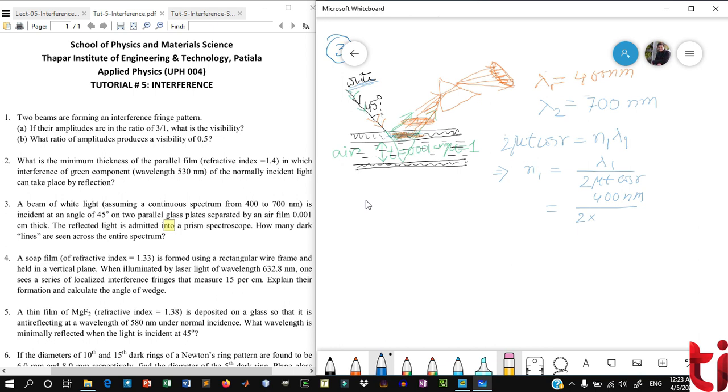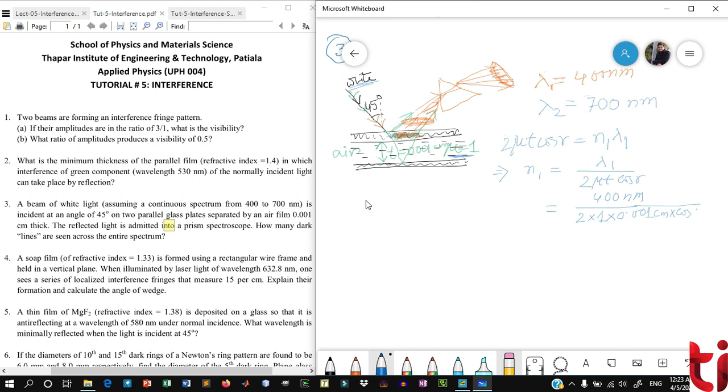Then 2 mu is 1, mu, this is the mu, the refractive index of this film, and t thickness is 0.001 centimeter. Then cos r, how much is cos r?